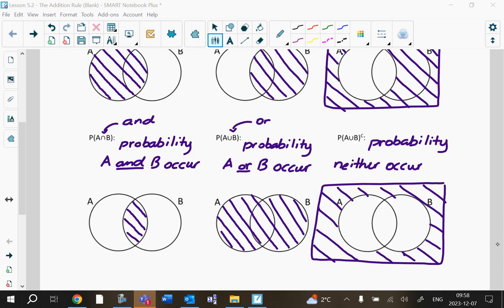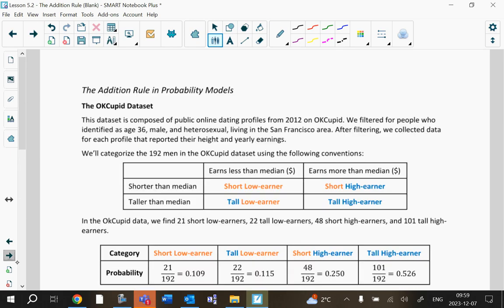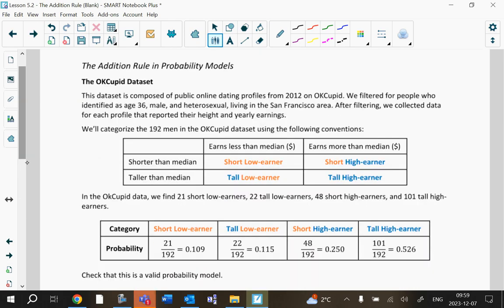So we're going to look at an example over the next couple of lessons that we're going to use as an example of how to calculate all of these probabilities, when we use addition and when we have to use other operations. And we're going to look at our dating website, OkCupid. And we're going to specifically look at 36-year-old men, heterosexual, in the San Francisco area.